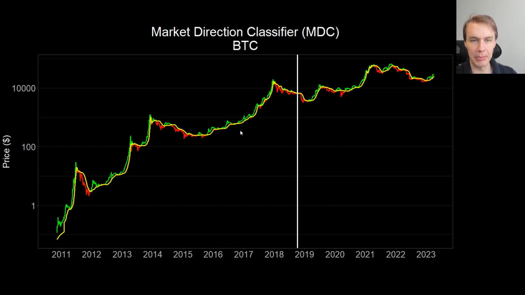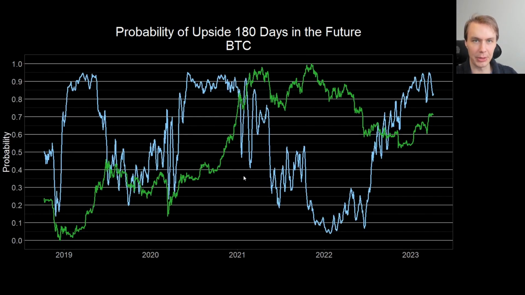The model we're going to pair the MDC with is the probabilistic forecast model that I've been working on more recently. Now, the more I've been working on this model, the more convinced I've become that this might just be the holy grail of market models. There's nothing like this out there anywhere else. I haven't seen anyone make a model that's anything like this or be able to give the information that this gives.